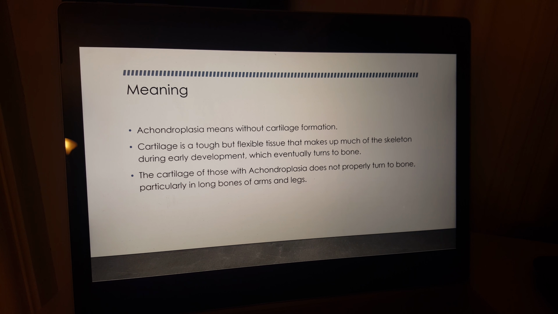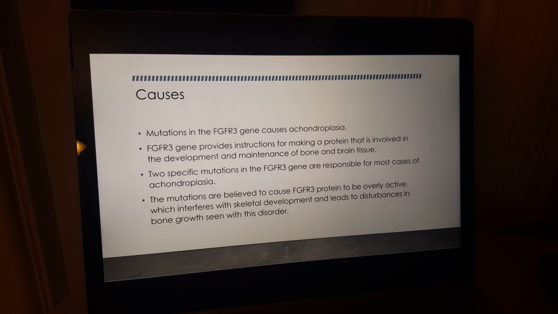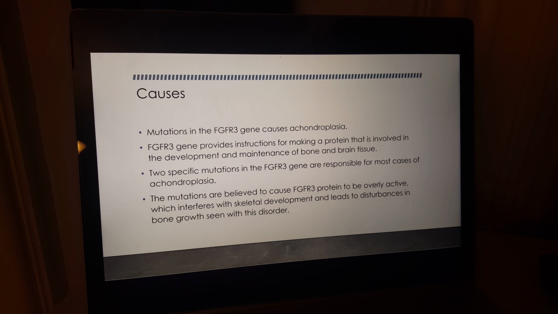The causes of achondroplasia. Mutation in the FGFR3 gene causes achondroplasia. The FGFR3 gene provides instructions for making a protein that is involved in the development and maintenance of bone and brain tissue. Two specific mutations for the FGFR3 gene are responsible for most cases of achondroplasia. The mutations are believed to cause the FGFR3 protein to be overly active, which interferes with skeletal development and leads to disturbances in bone growth seen with this disorder.